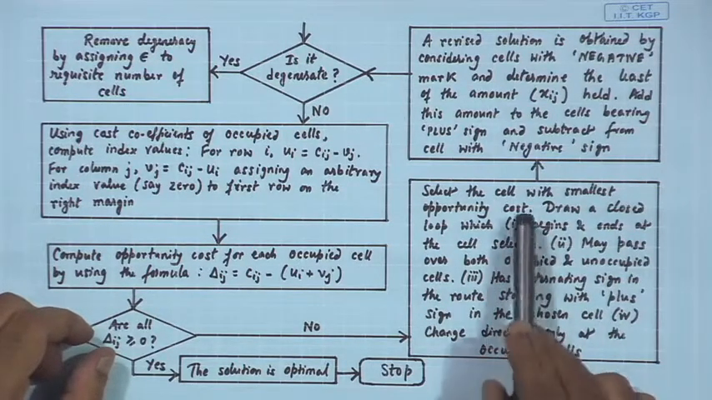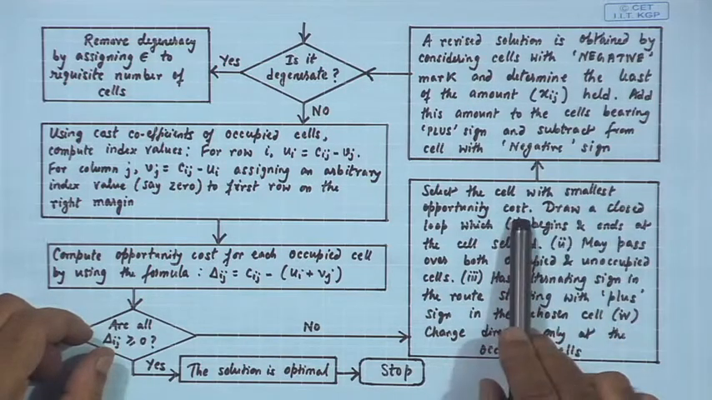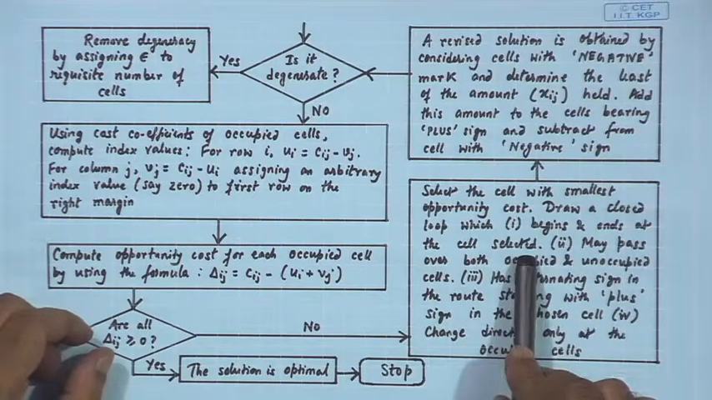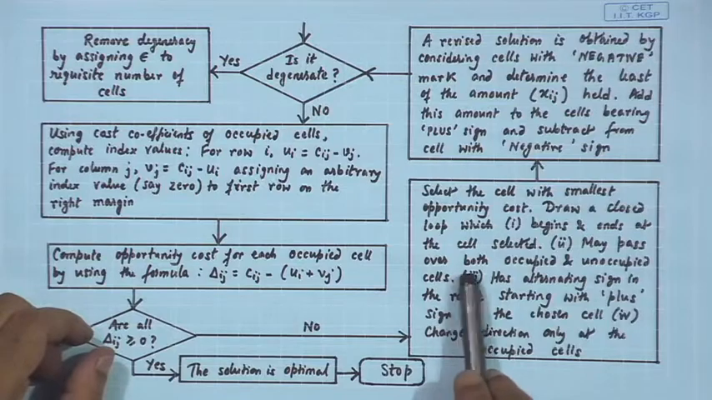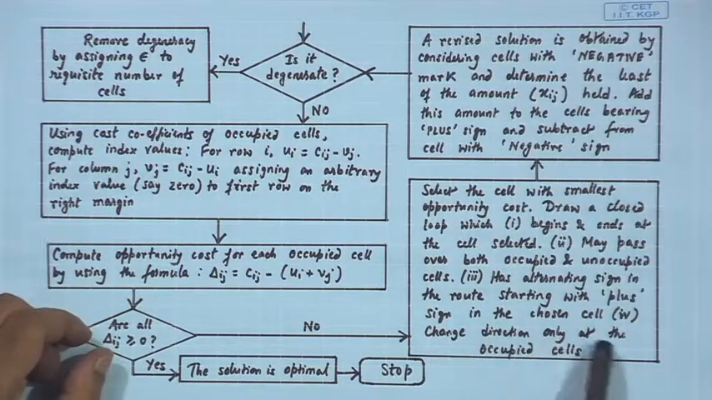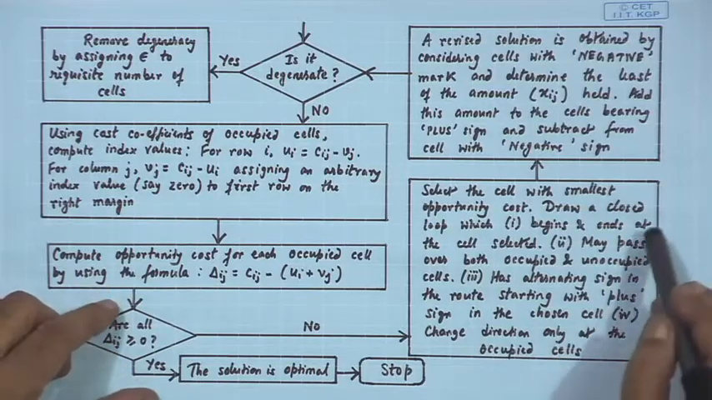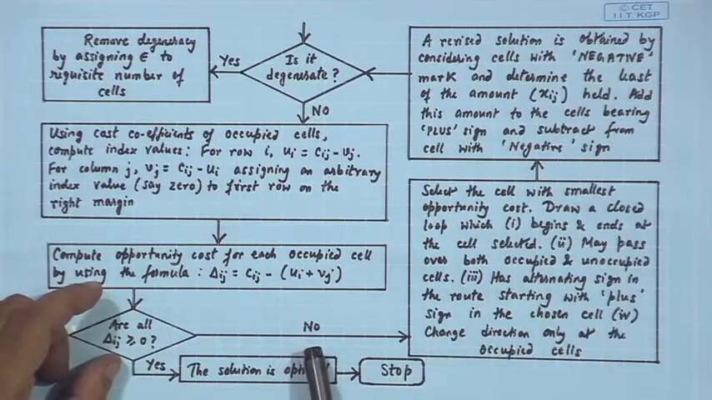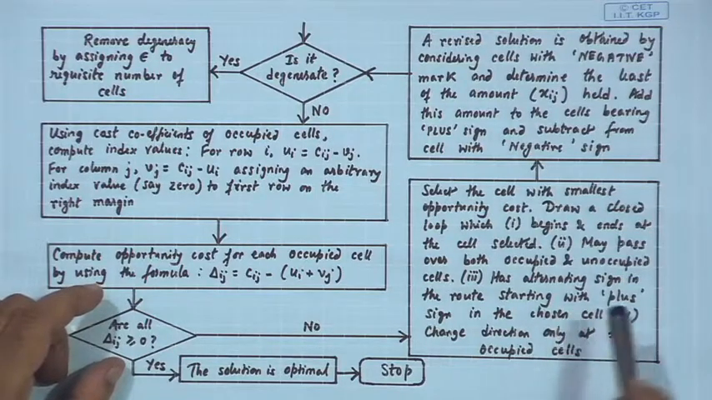Please note this one. Select the cell with the smallest opportunity cost, draw a closed loop which begins and ends at the cell selected. It may pass over both occupied and unoccupied cells, and has alternate signs on the route, starting with a plus sign in the chosen cell. Change the direction only at an occupied cell. So, please follow this step to draw the loop. That means, whenever your delta ij is less than 0, there it must form a loop. Please note this one. And how to draw the loop?